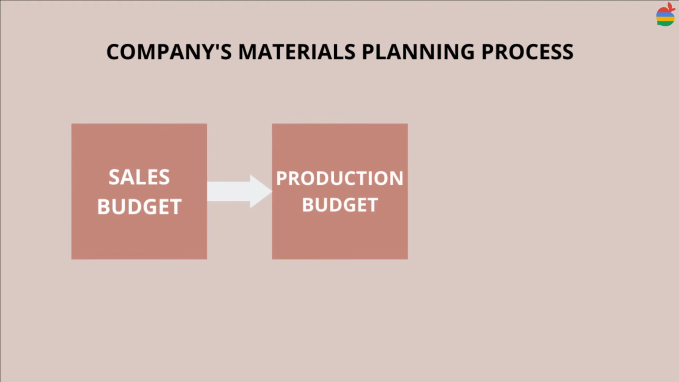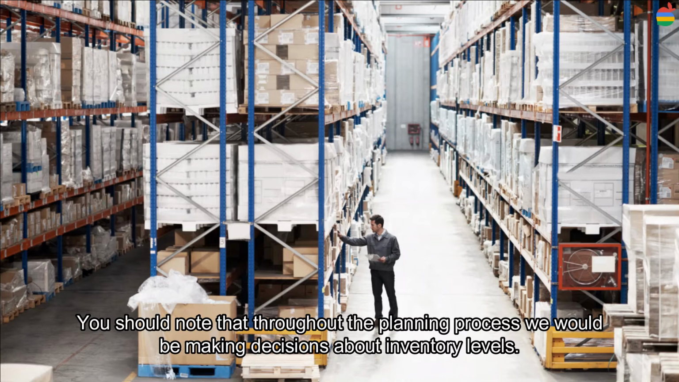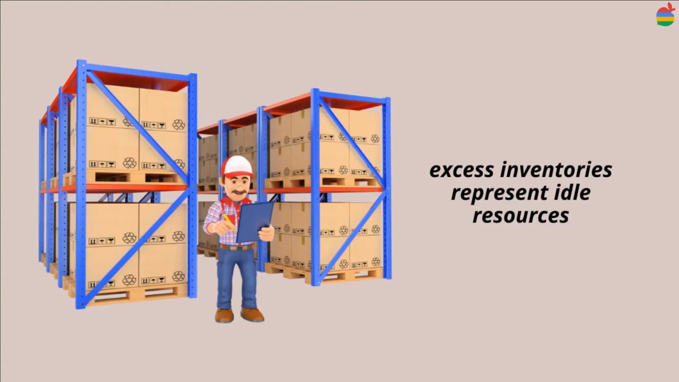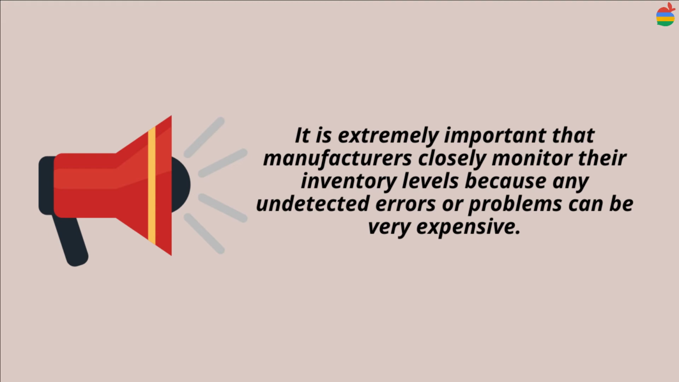Now, let's look at the production budget. The production budget uses the sales budgets to calculate the required production in each period. You should note that throughout the planning process, we will be making decisions about inventory level. Remember that excess inventories represent wasted resources and wasted money. On the other hand, inventory shortages can cause production downtime and lost customers. It is extremely important that manufacturers closely monitor their inventory level because any undetected errors or problems can be very expensive.